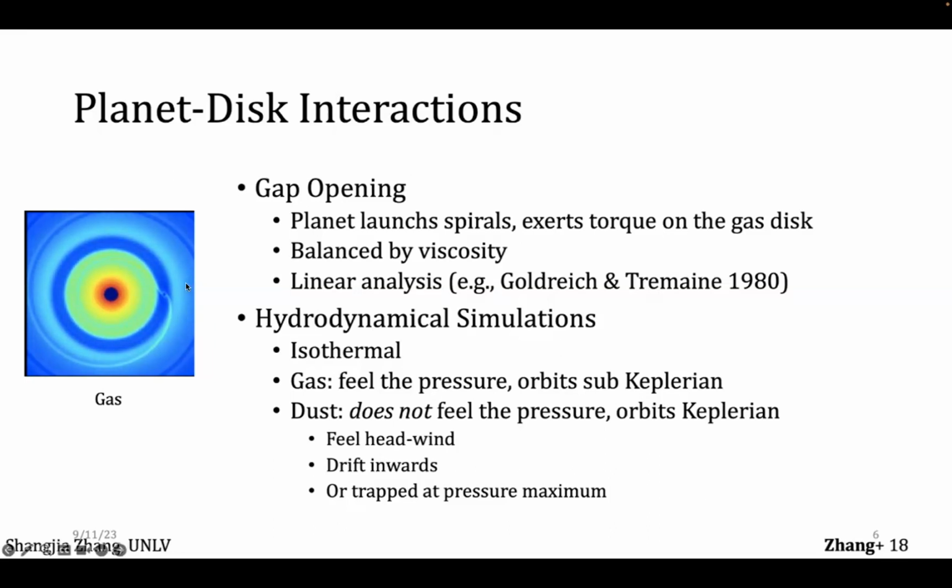There are two very important components in the disk, similar to most other astrophysical objects. One is the gas and the other one is the dust. The gas can feel the pressure, so it orbits at a sub-Keplerian speed in the disk. But the dust does not feel the pressure, so it orbits faster, at Keplerian speed. This makes the dust feel a headwind and drift inward in the protoplanetary disk, unless there is something called a pressure bump, which is what happens when you have a gap. At a pressure bump, there's no pressure gradient because you experience a pressure maximum, and the dust can be trapped here.